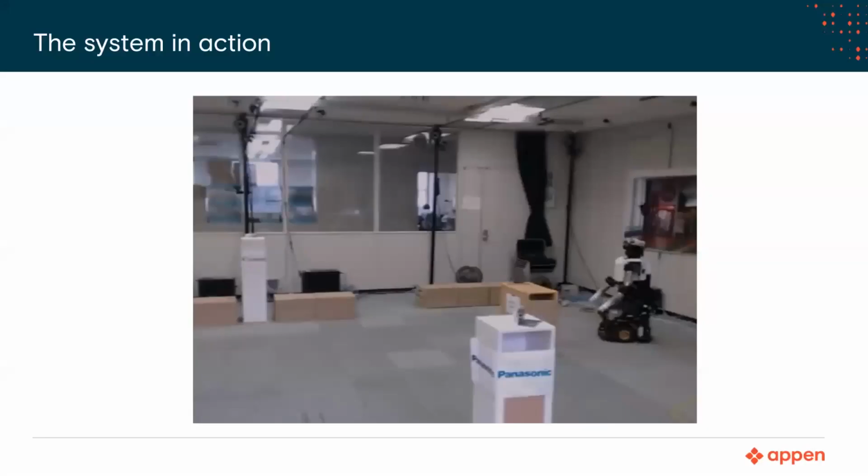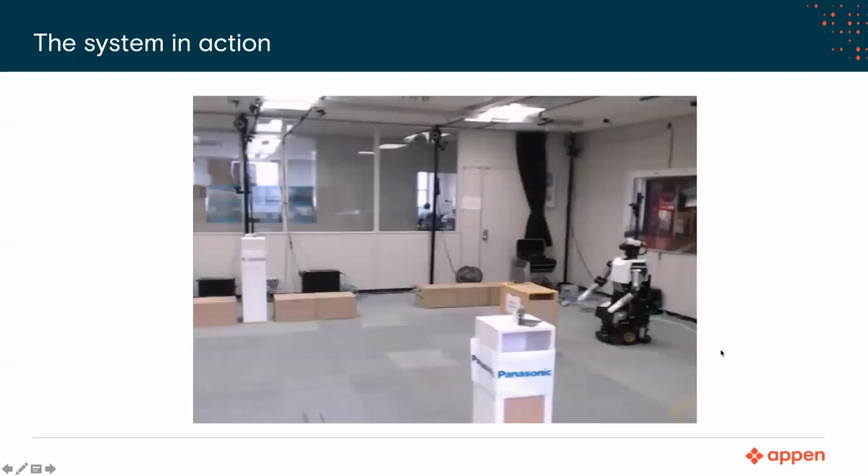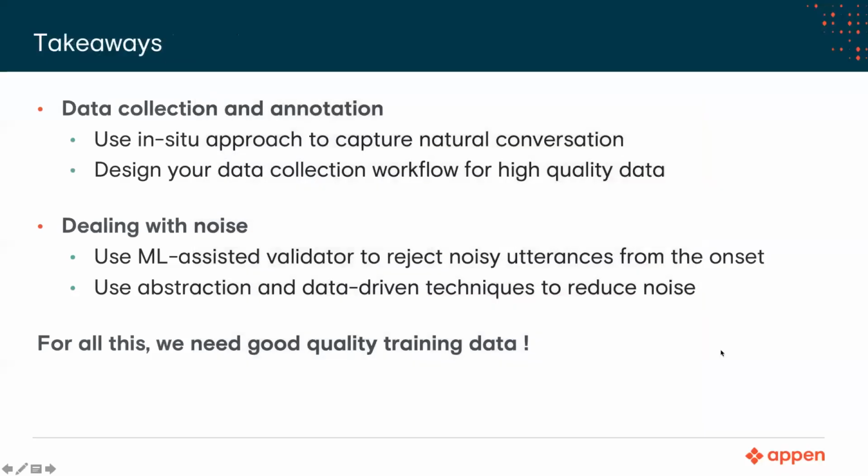So as you can see here, the robot was able to respond to the woman's actions even when there is some speech recognition error, and it can also respond to the woman's movement and where she's moving to in the space. So with that, I would like to conclude my presentation.